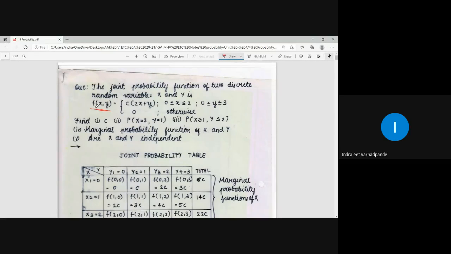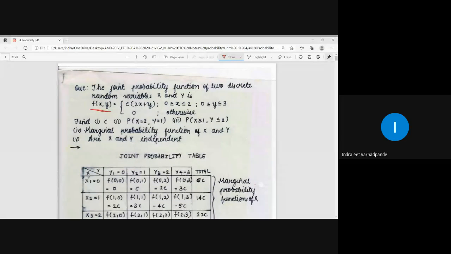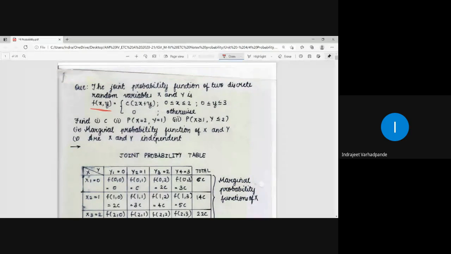In the previous question, the function was given to you as c into x into y, with values given for x as well as corresponding values for y. Similarly, this is also a particular example. Whenever we discussed identification of the continuous random variable, I told you many times that it should be in interval or split form. You should not be confused here: though the values are given in split interval form, what is mentioned in the question? The random variables here are discrete random variables.